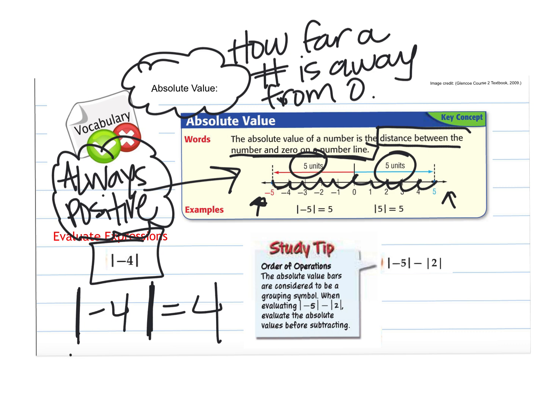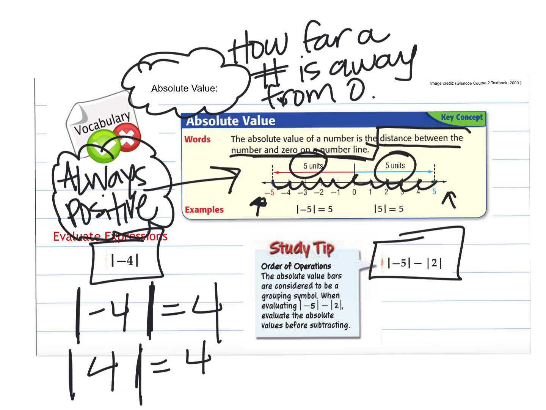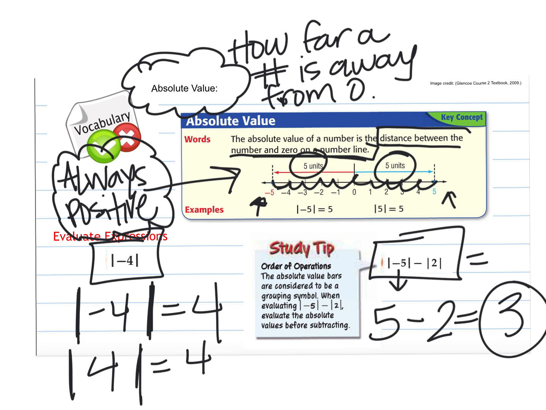Okay, but if we had the absolute value of 4, 4 is still 4 units away from 0, so it would also be 4. So it's always the positive number of the number. If it's positive, it stays positive. If it's negative, it turns positive. The absolute value of negative 5 minus the absolute value of 2. So I know that the absolute value of negative 5 is 5. The absolute value of 2 is 2. And then I do 5 minus 2, and we get 3.